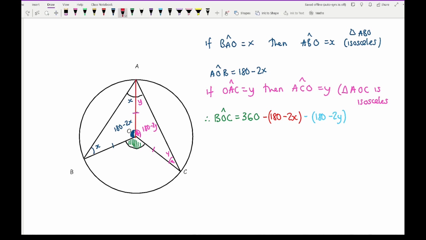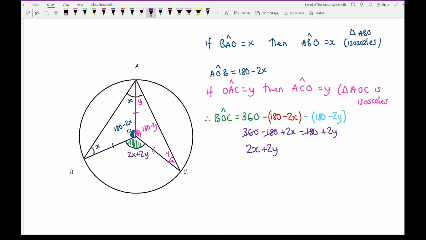So then if I go on to simplify this, and let's use a different color, let's go for purple, I get 360 minus 180 plus 2x, because 2 minuses become a plus, minus 180 plus 2y. Then the 360 cancels out with the 180s, so all I'm left with is 2x plus 2y. So I can label this as 2x plus 2y.